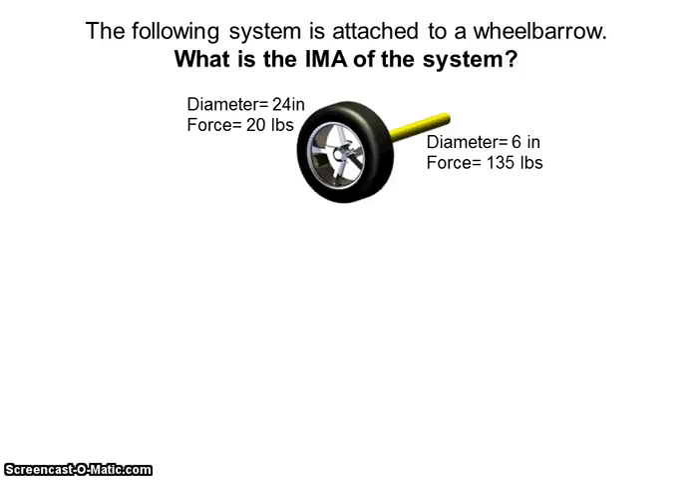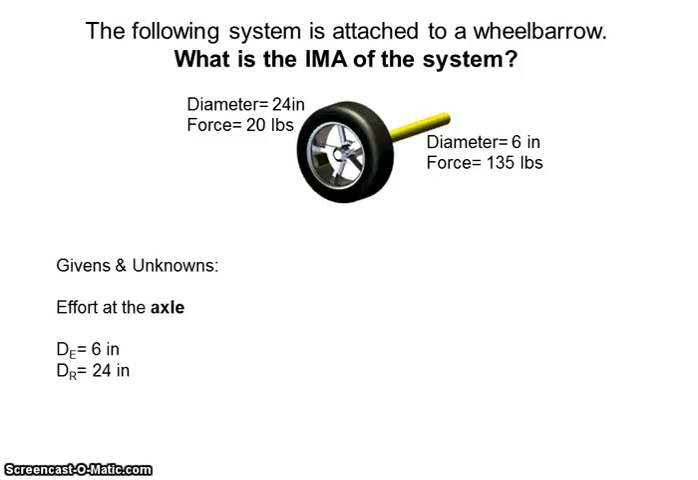So our givens and unknowns, the first thing we need to do is figure out if the wheel is driving the axle or the axle driving the wheel. We can see from the fact that this is a wheelbarrow that the effort is going to be at the axle. We are pushing the wheelbarrow and the axle is spinning the wheel. So our effort distance is going to be the diameter of our axle, and our resistance distance is going to be the diameter of the wheel.